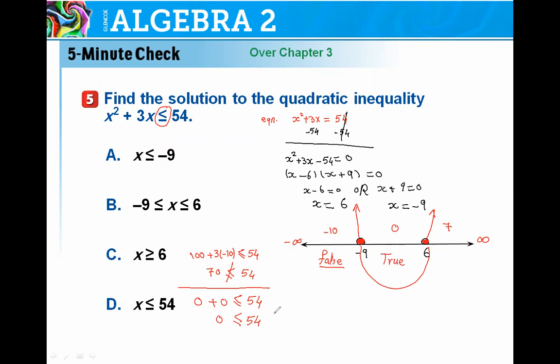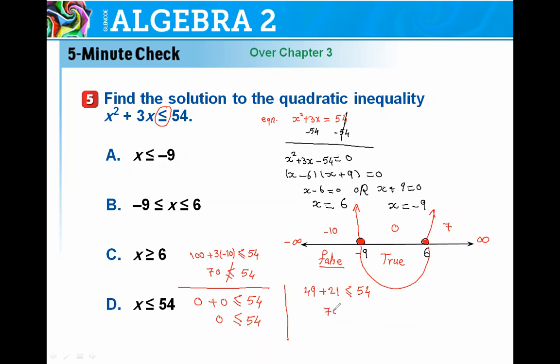After that, for the third and last region, we substitute by 7. 7 squared is equal to 49, and we have here 3 times 7 is equal to 21, and we have here smaller than or equal to 54. Of course, if you add, it will be 70.